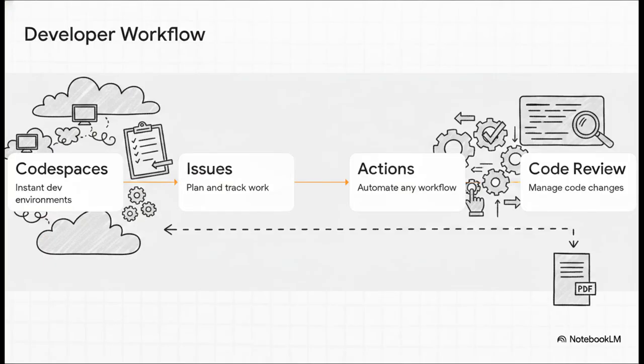Moving slightly further out, Section 3, Workflows and Security. The platform offers a highly structured developer workflow that's just baked right in. It kicks off with Codespaces, which gives you instant cloud-based development environments, meaning anybody can just jump in and start building right away. From there, teams use issues to plan and track their work. Once that work is done, Actions step in to automate workflows, think testing the code or deploying it automatically. And finally, code review helps manage those changes before they go live. This entire assembly line exists entirely behind the scenes of that simple PDF upload we looked at a minute ago.